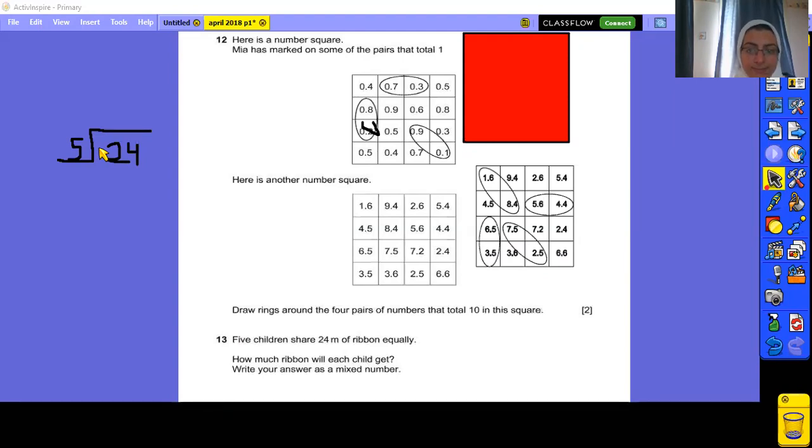of the mixed number. Here he's telling you, question number 13, 5 children share 24 meters of ribbon equally. How much ribbon will each child get? Write the answer as a mixed number. Remember the rule of wind.